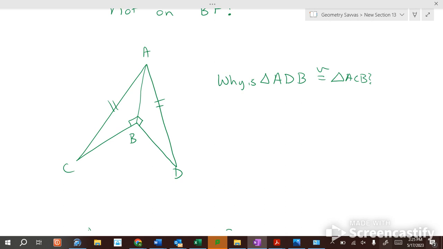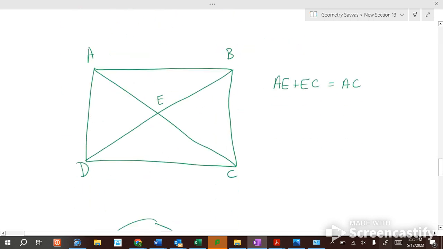Hypotenuse leg. The hypotenuse leg theorem says since AB is congruent to AB and the hypotenuse of each are congruent, then by hypotenuse leg, those are congruent to each other.